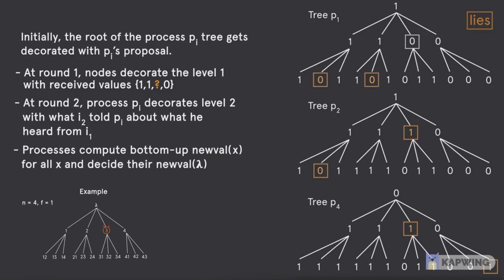Here, if we look closely, we can see that the number of children that a node at level f can have is n minus f. And out of these n minus f, f can be faulty. Therefore, in order to reach a consensus, n minus 2f must be greater than f. Thus, we need a minimum of 3f plus 1 nodes in order to reach consensus.